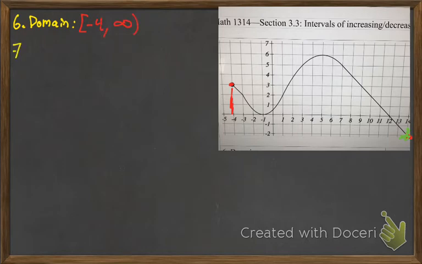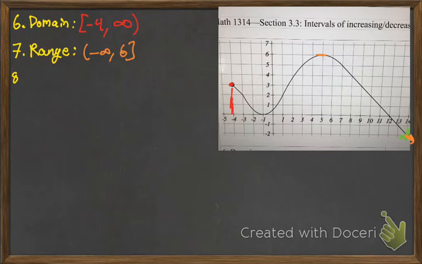For the range, the lowest this thing goes is, if we look at that right-hand branch there, that's going to go to negative infinity. That's the lowest it goes. The tallest it gets is 6, and it actually achieves the value of 6. Okay, so that's your range.